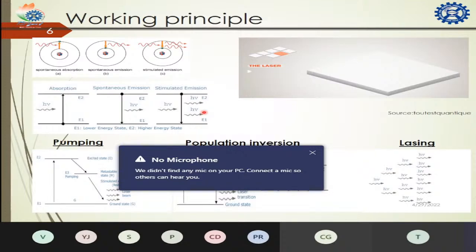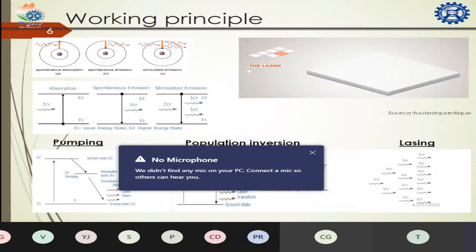But practically, it is not possible to see lasing with a two-level energy system. So we need population inversion to happen. And what is population inversion? It is a process where we create a state called a metastable state, where we store electrons falling from the high energy state, and increase the population of electrons in the higher energy state to more than that of the lower ground state.